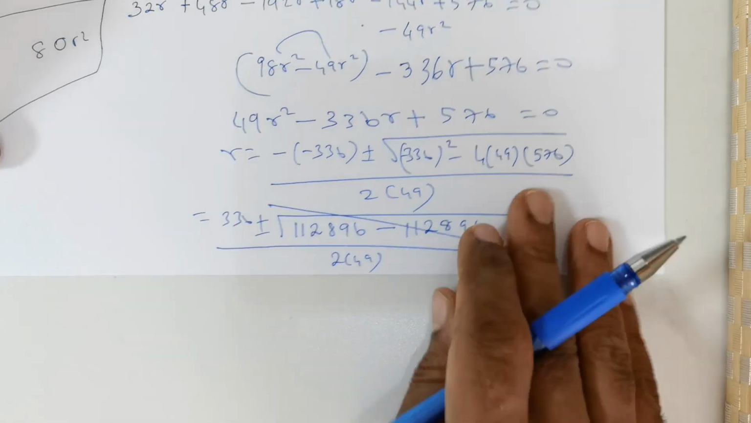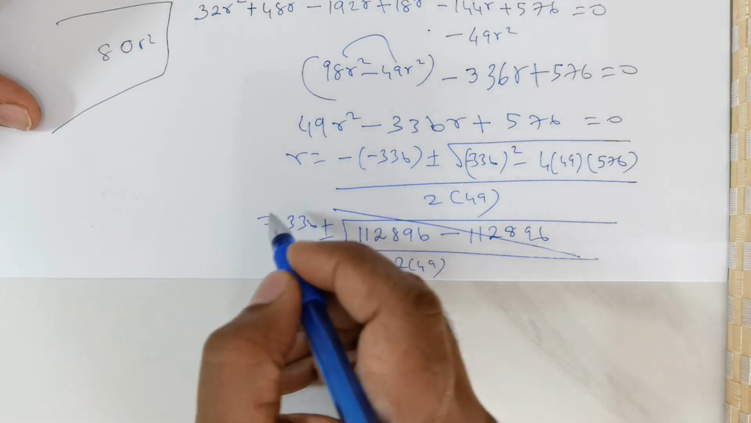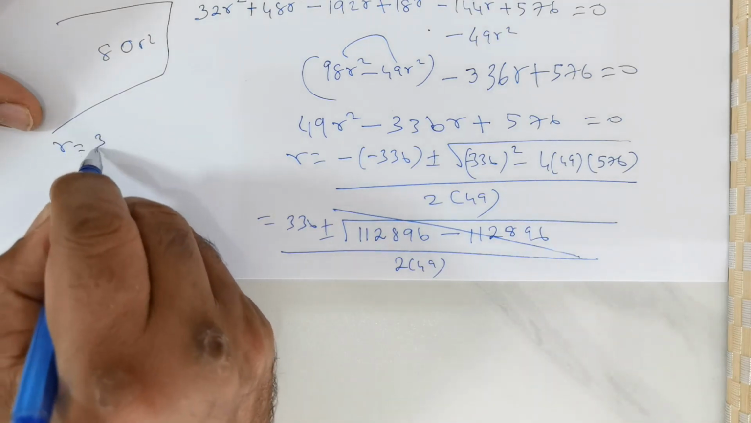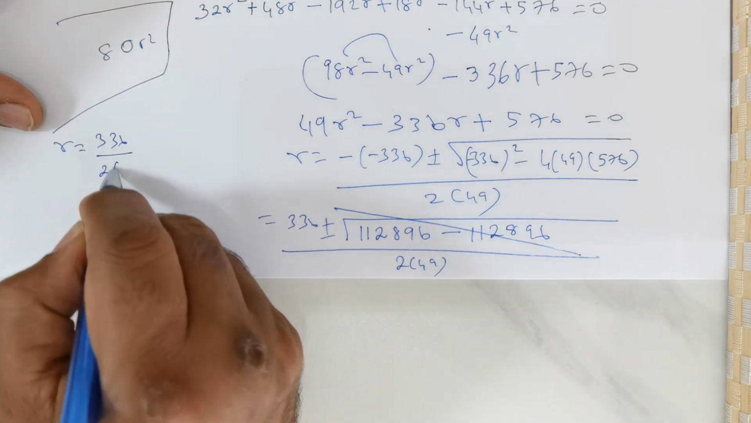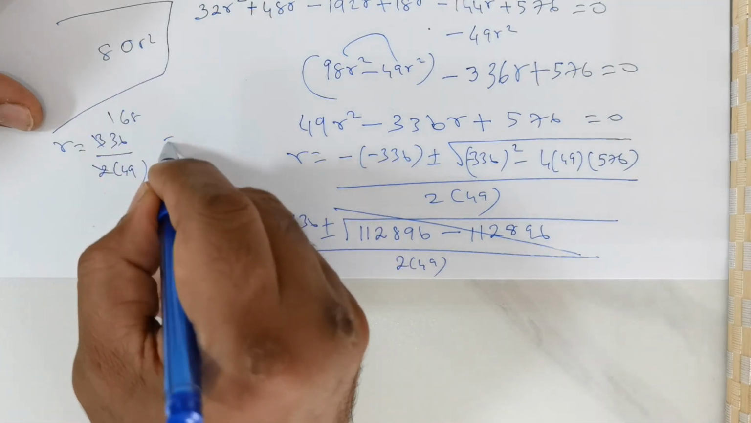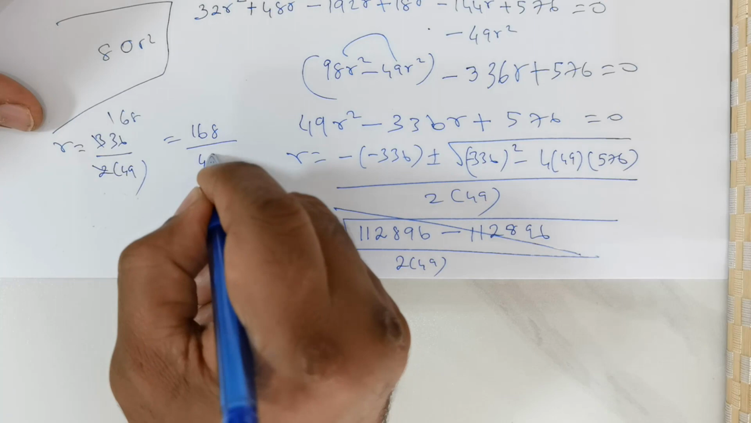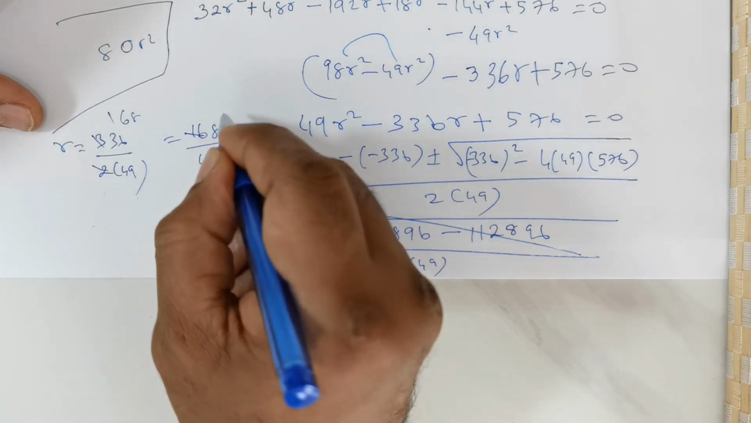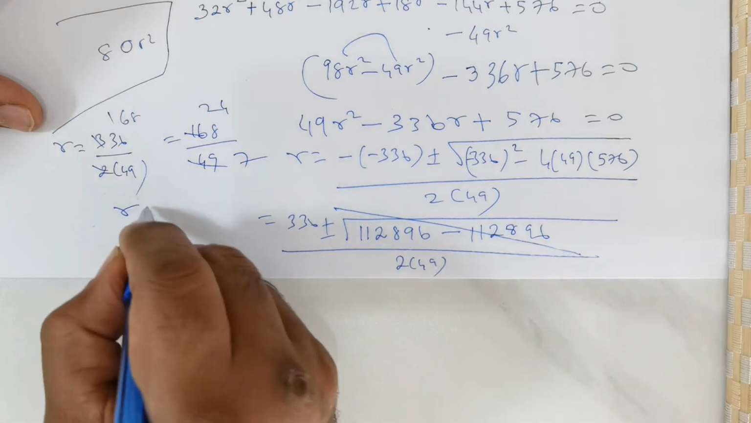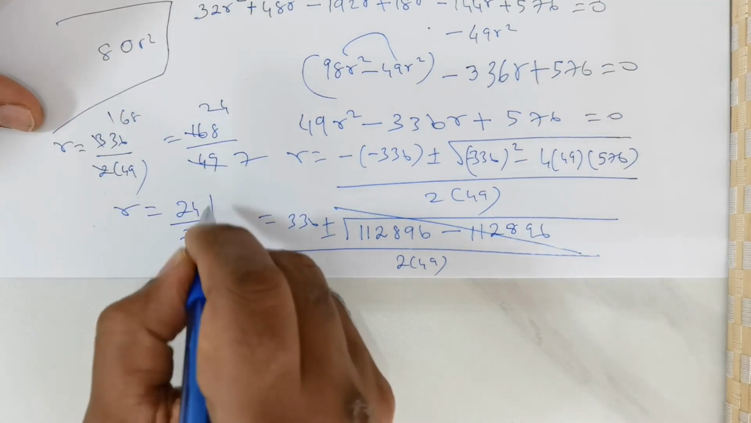So this is going to be 0. So you are left with R is equal to 336 divided by 2 times of 49. 2 divides here 1 times, 6 times, 8 times. So you get 168 divided by 49. 7 divides here 2 times, 7 divides here 4 times, 7 divides here 7 times. So R is equal to 24/7.